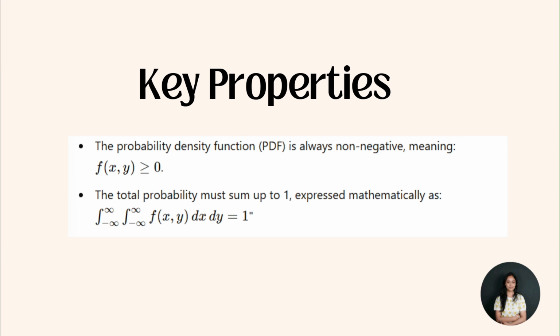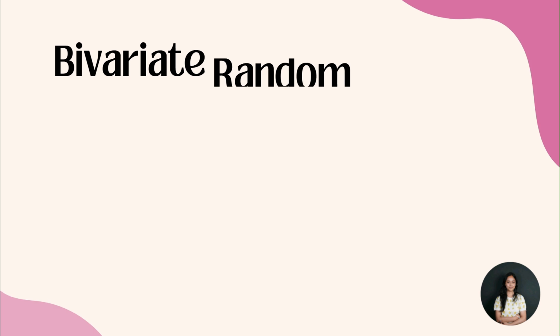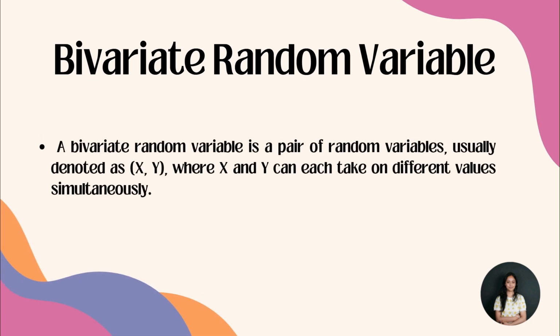So here are the key properties. The PDF is always non-negative and the total probability must sum up to 1. So when we study joint distribution, we often deal with bivariate random variables, which means two variables at once. For example, X is the number of heads in the first coin flip, and Y is the number of heads in the second coin flip. So together X and Y form bivariate random variables, and we can analyze how the probability of these two variables change together.